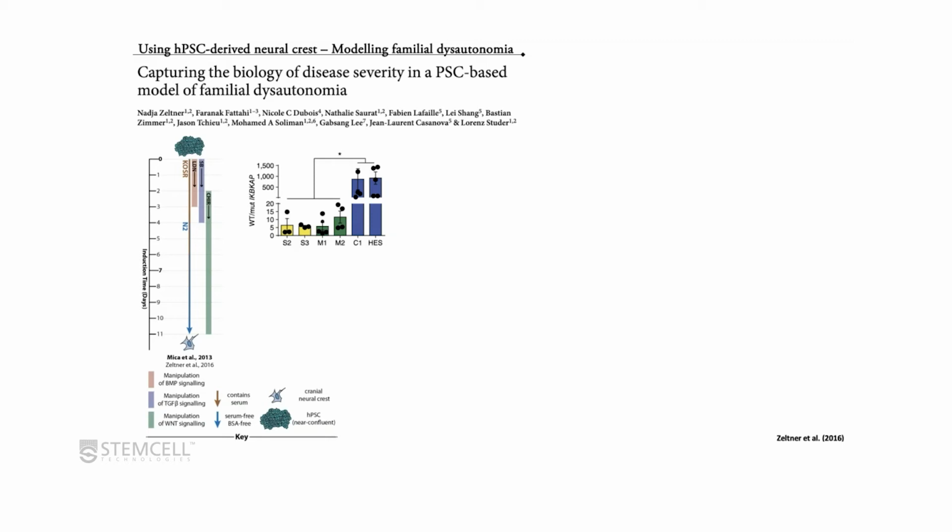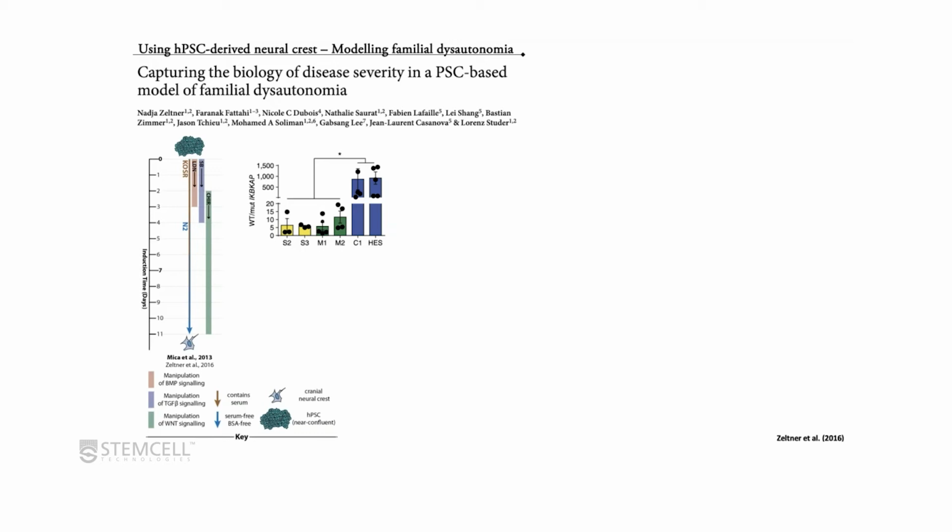that affects RNA splicing of the gene. And yet, despite this, the disease can actually manifest in either a mild or severe form. So in this study, Zeltner generated iPSCs from patients with mild or severe forms of the disease and differentiated these cells into cranial neural crest and subsequently into sensory and autonomic neurons.